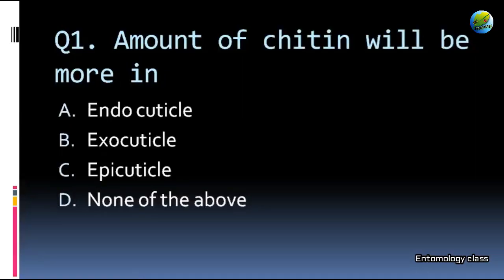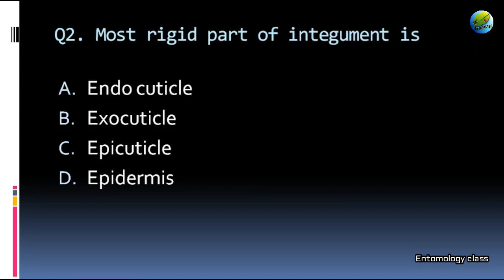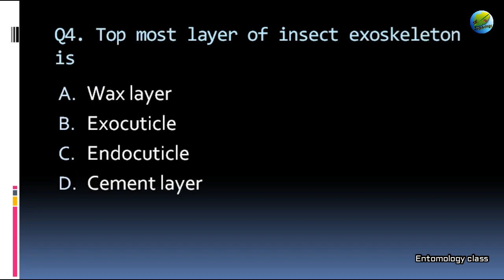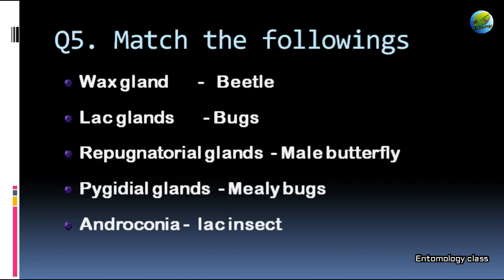Now let us move on to the question part. Question number 1. Amount of chitin will be more in endocuticle, exocuticle, epicuticle, or none of the above. Question number 2. Most rigid part of integument is. Question number 3 is cellular layer of integument is endocuticle, exocuticle, epicuticle, or epidermis. Question number 4 is topmost layer of insect exoskeleton is wax layer, exocuticle, endocuticle, or cement layer.